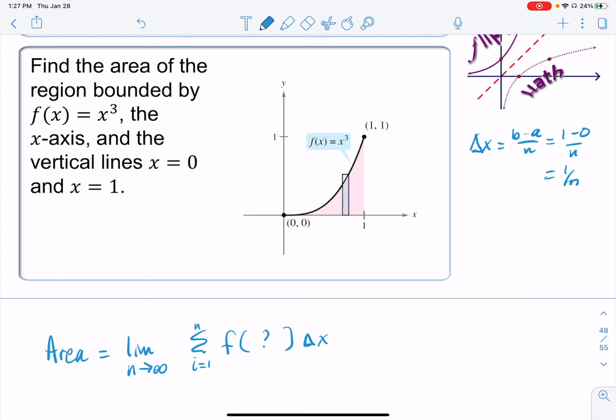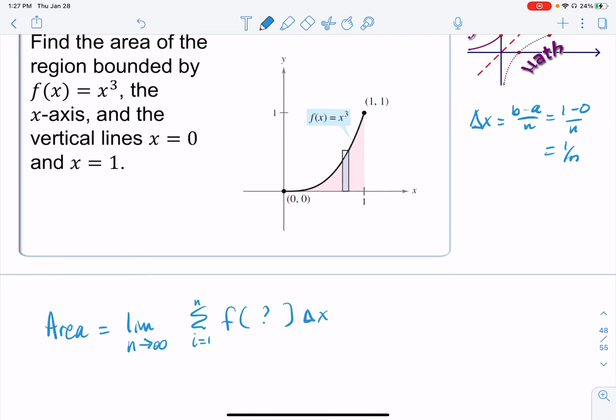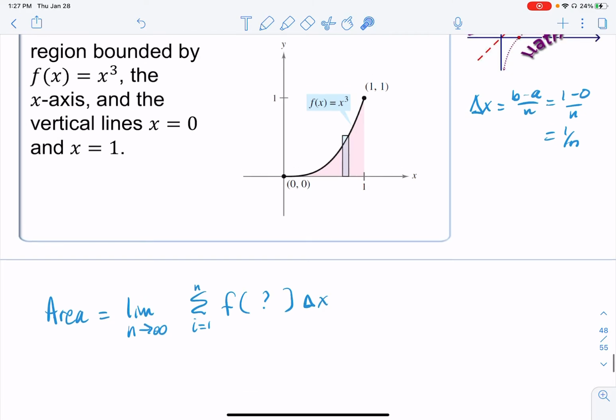Okay. And then our function value. Remember that whenever we go to evaluate this, we can do it at any x value in each one of those intervals that we want to. Which one would you suggest? Did you say the left? Did you say the midpoint? I hope you didn't, because we're going to use the right endpoints.